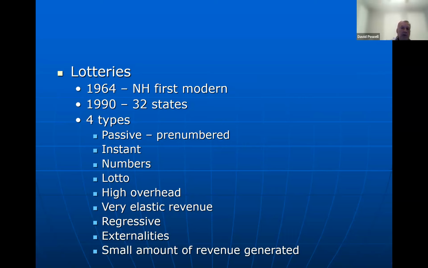The problem with these state-run lotteries is obviously they tend to be relatively regressive. They have a lot of externalities, and so they can result in addictions, they can result in higher crime rates, and they can also result in a lot of regressivity in that they tend to influence and impact lower income individuals more than upper income individuals. But it does count as what we consider to be a monopoly-based revenue source.